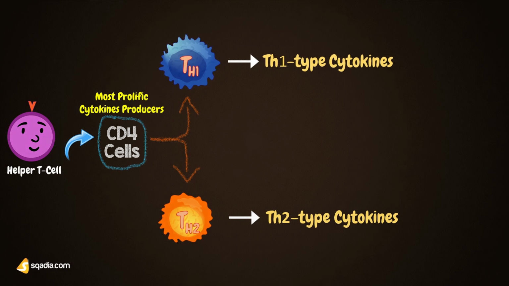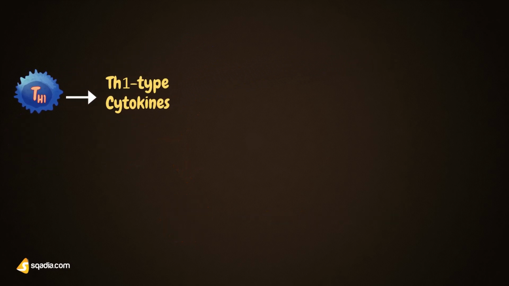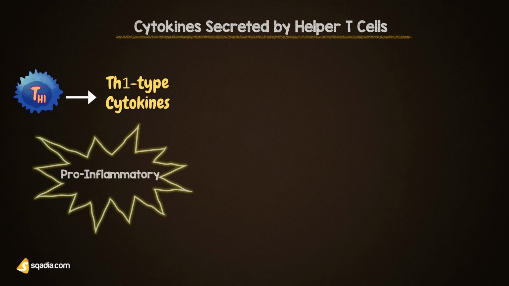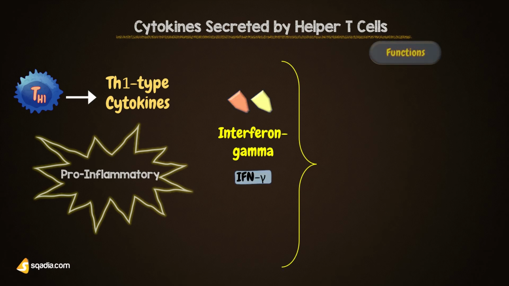First, let's look at the Th1-type cytokines. These cytokines tend to produce pro-inflammatory responses. They are responsible for killing intracellular parasites and for perpetuating autoimmune responses. The cytokine known as interferon gamma is the main Th1 cytokine.